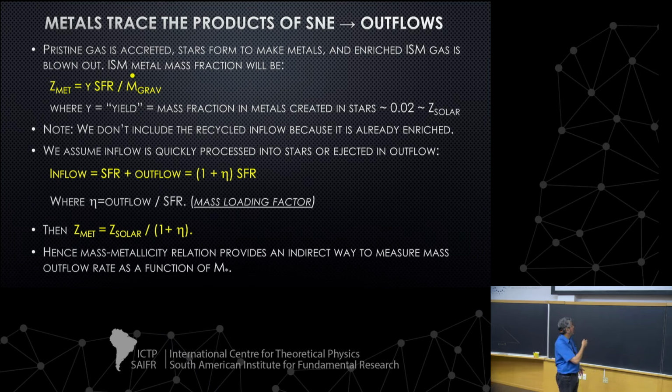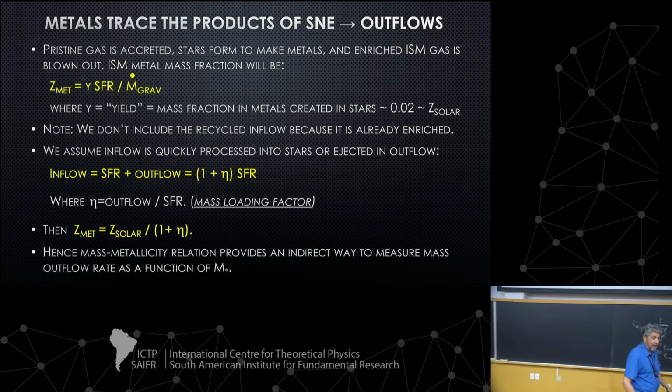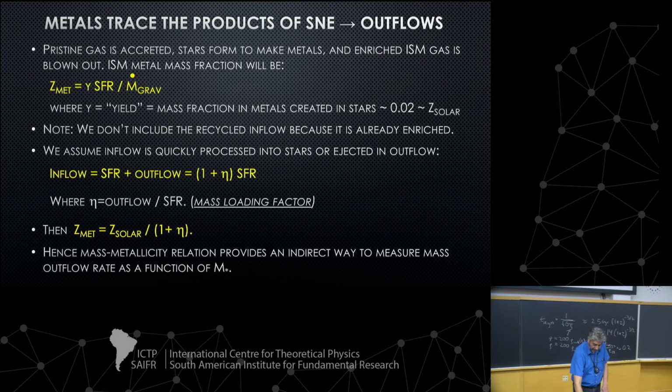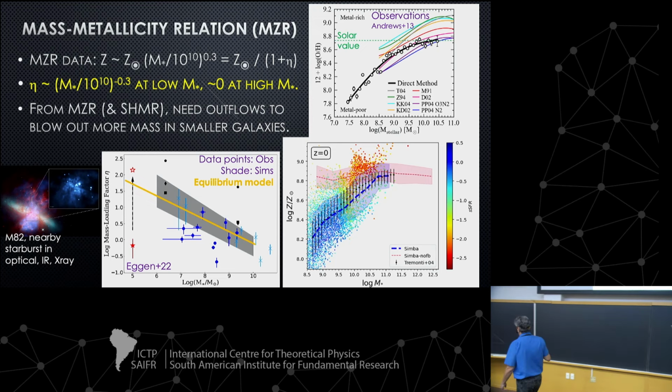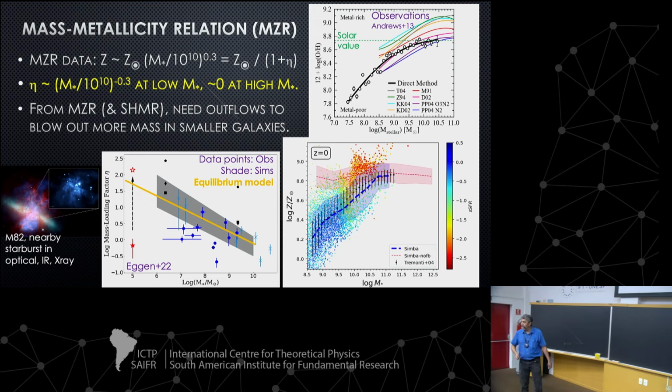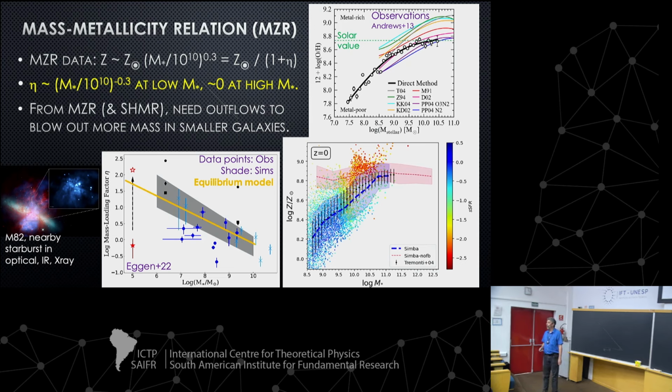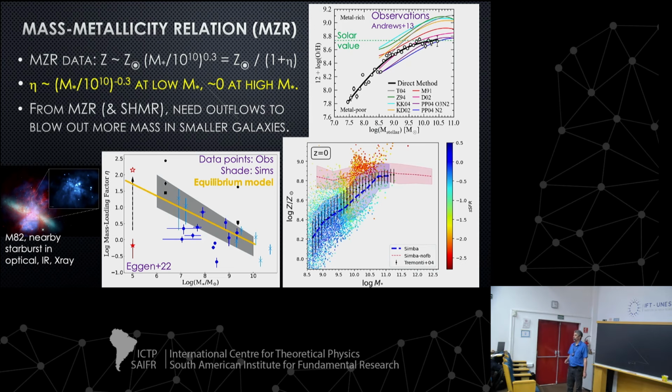This is our solar metallicity of the sun. We can actually measure eta as a function of mass. That's pretty amazing. Does it actually work? Well, let's see. So this is the mass-metallicity relation. It's remarkably one of the tightest relations in extragalactic astronomy.